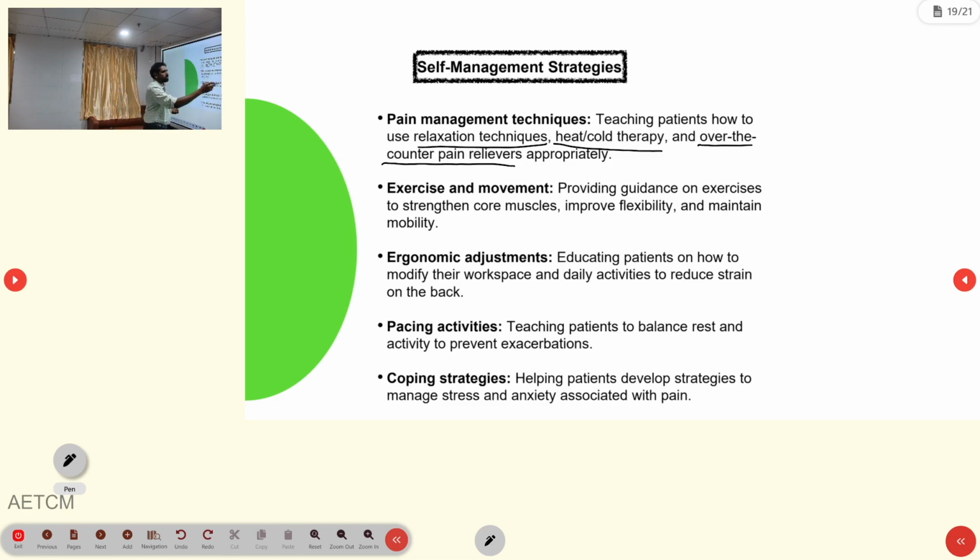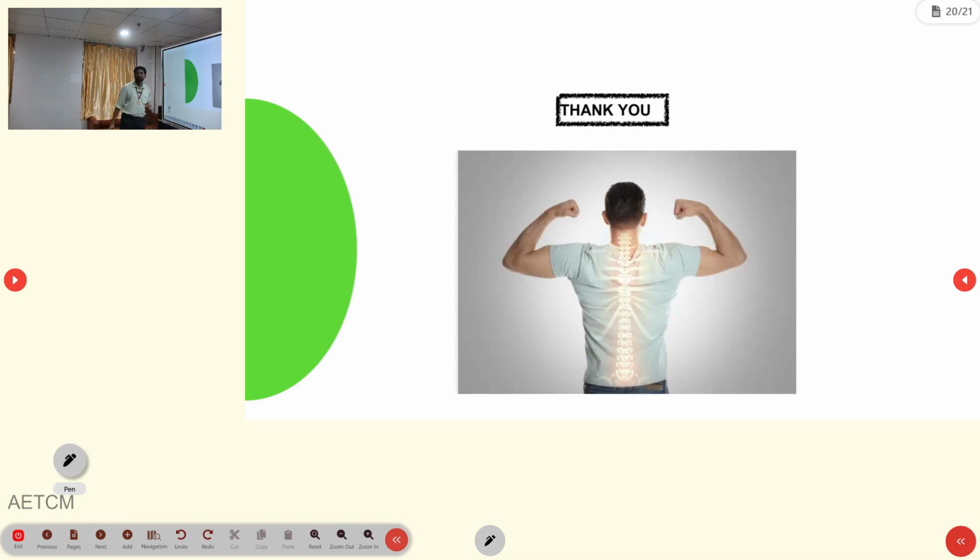Then exercise and movement, providing guidance for exercises. So for exercises, there are common guidelines, but based on that we can teach them certain exercises that they can use at all times. So basically it involves strengthening the core muscles and improving flexibility and mobility. Ergonomic adjustments should be taught. Then pacing techniques and coping strategies to manage stress and anxiety should also be taught. So this is a general idea about how we go about chronic pain, low backache management.